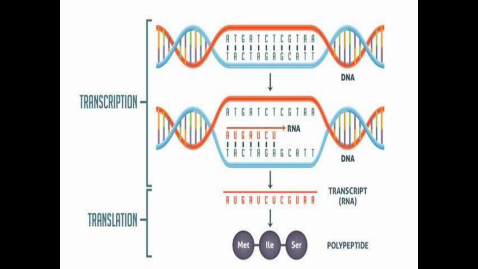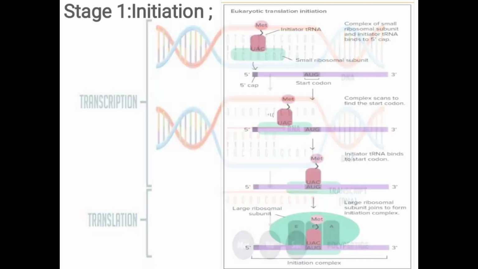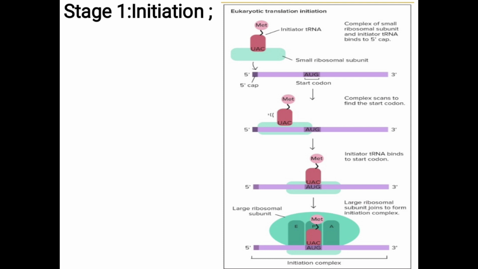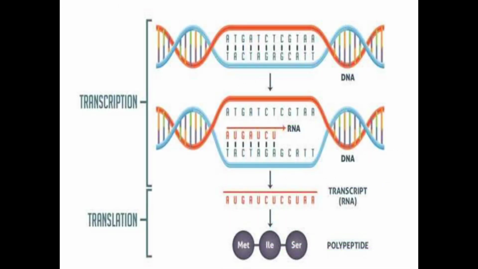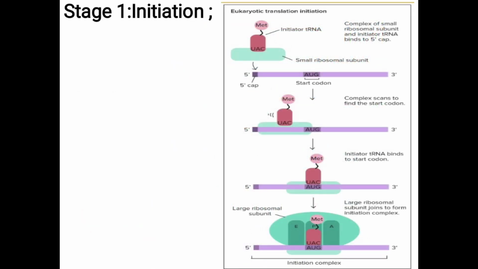There are three steps in DNA translation. Those are initiation, elongation, and termination, almost the same as in transcription. In initiation, the ribosome gets together with the mRNA and the first tRNA, so translation can begin.